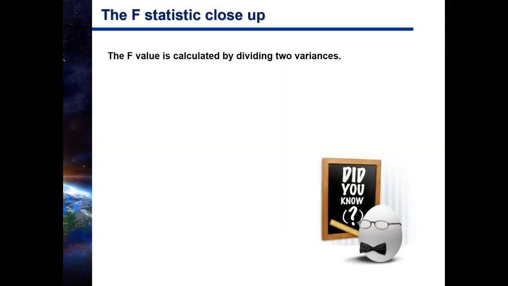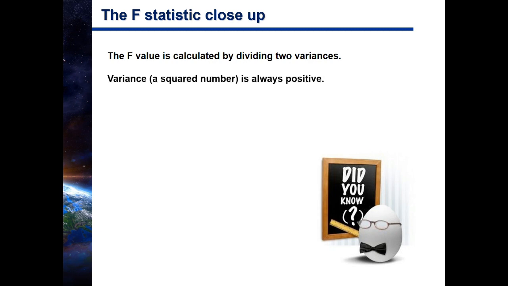All right. So the reason why we call it analysis of variance is because the F value, whether we're talking about ANOVA or Levene's, is always going to divide two variances. Okay, so it's the answer we get when we divide two variances, one by the other.